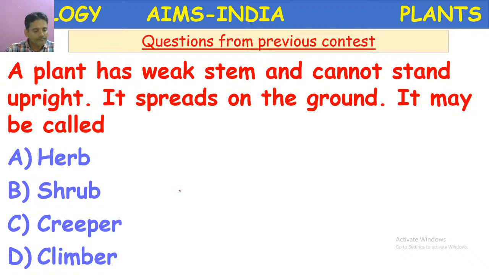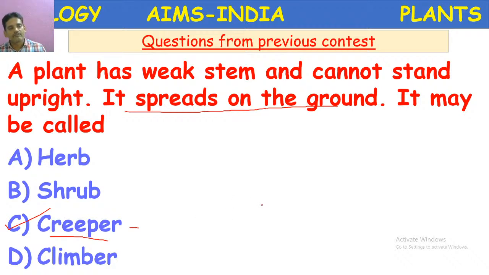Very good. Wrong. Climber, you said. Okay, friends, here the answer is creeper. So what is the difference between a creeper and a climber? Both are weak-stemmed plants, but here the question says it spreads on the ground. So, a creeper example, can you say? Cucumber. Very good. Watermelon, pumpkin, they are called creepers. See the beauty of nature, how the plants are divided.